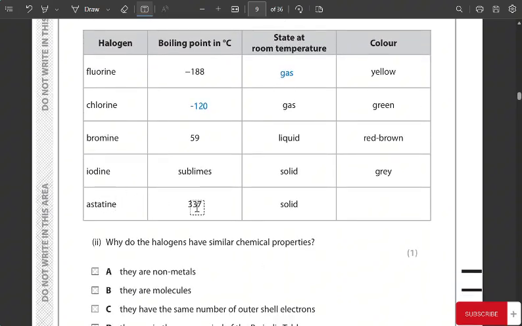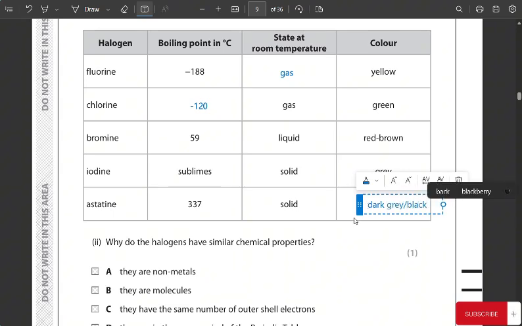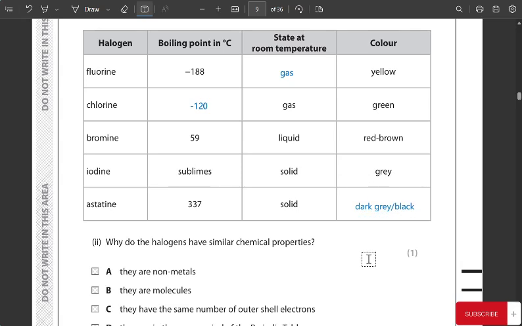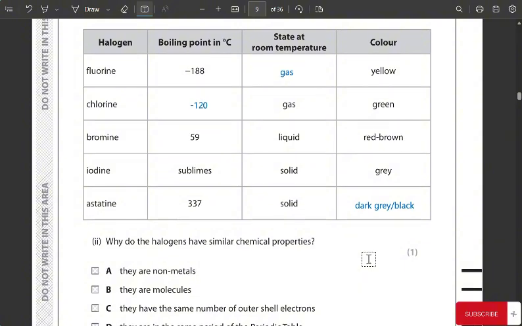And astatine is located at the lowest part of the halogens, and it means that it also has a dark color, and we can write dark gray or black, because it has the highest mass, it has the highest boiling point, and it is solid at room temperature. That's why its color should also be the darkest one.